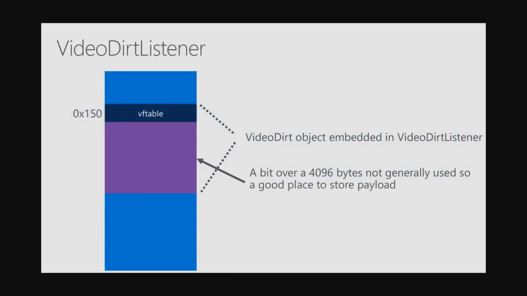The video dirt listener object itself, it's actually pretty complicated. It has a lot of things, but for the purposes of this talk, there's only two things that matter. At offset 150, there's a vtable, and immediately following that vtable is this massive page size buffer that is completely unused during normal VM operation, so I am free to write whatever I want into it.